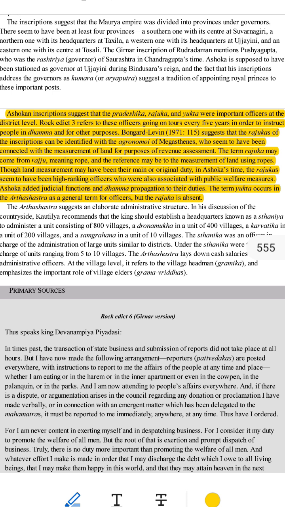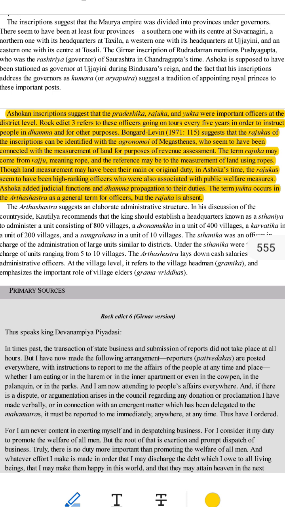6. What about the Arthashastra? The Arthashastra was a famous book written in ancient India about how to rule a kingdom. It talks about officers called Yuktas, general helpers, but it doesn't mention the Rajukas. This suggests that Rajukas might have become important during Ashoka's time.